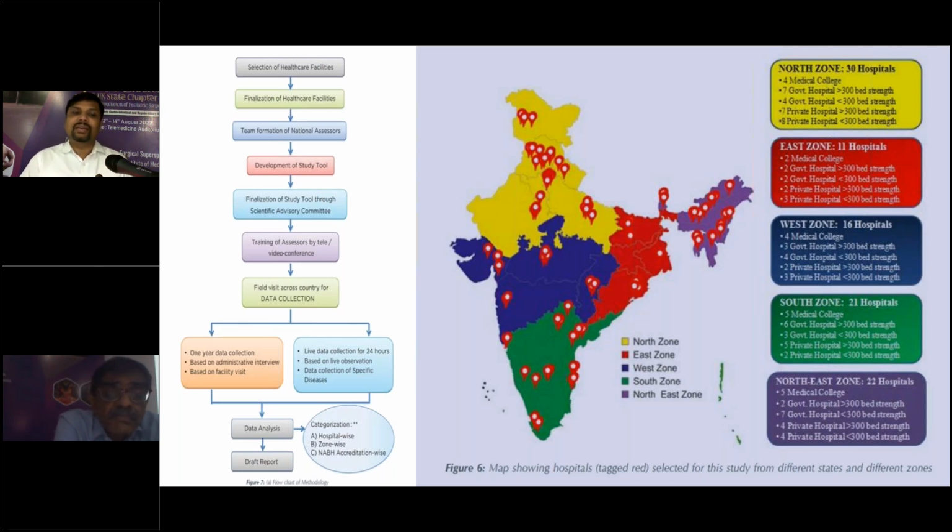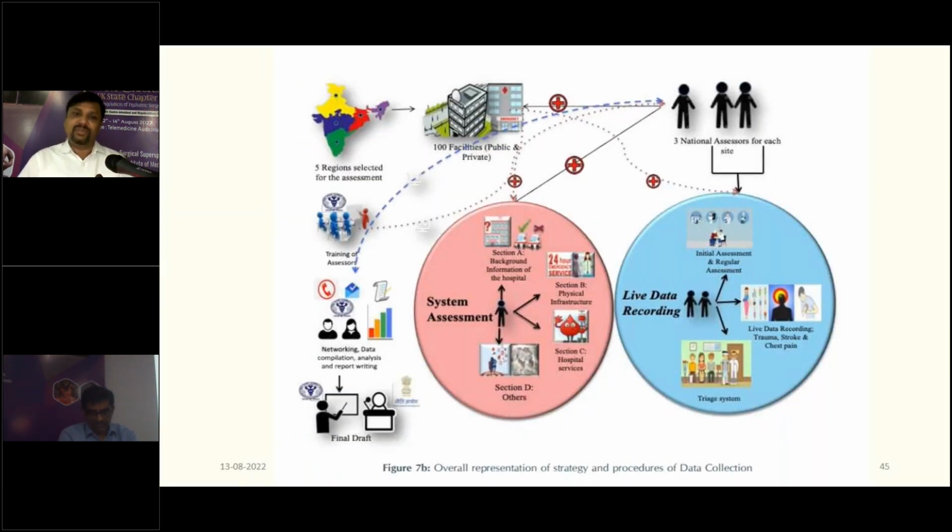The collected data went into the phase of data analysis. It was analyzed hospital wise, also compared zone wise, and thereafter according to NABH accreditation. After analysis of all data, the report was submitted to Niti Aayog. If you look further into it, it was a very robust mechanism, with tools to collect the data, compile the data, and analyze the data. And thereafter, after further discussion, the report was submitted to Niti Aayog by AIIMS New Delhi.